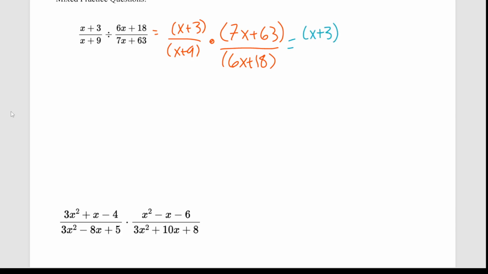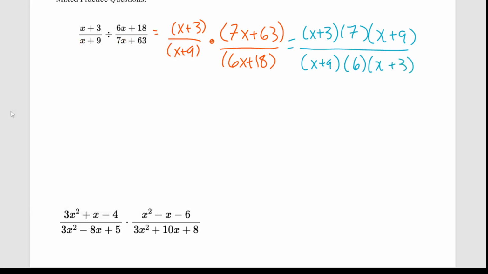So that would be x plus 3 times, and then the greatest common factor between 7x and 63 is 7. 7x divided by 7 leaves us with x. 63 divided by 7 leaves us with 9 over, and then we still have an x plus 9, and then the greatest common factor here is going to be a 6. 6x divided by 6 will leave us with x. 18 divided by 6 is going to leave us with 3.